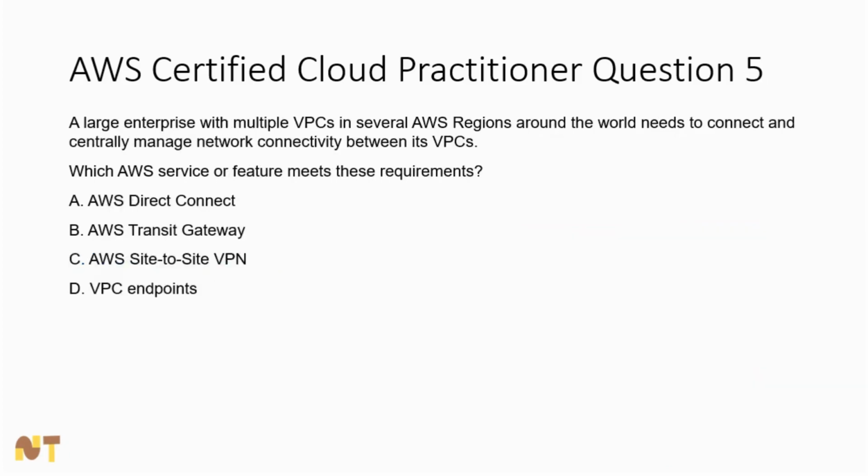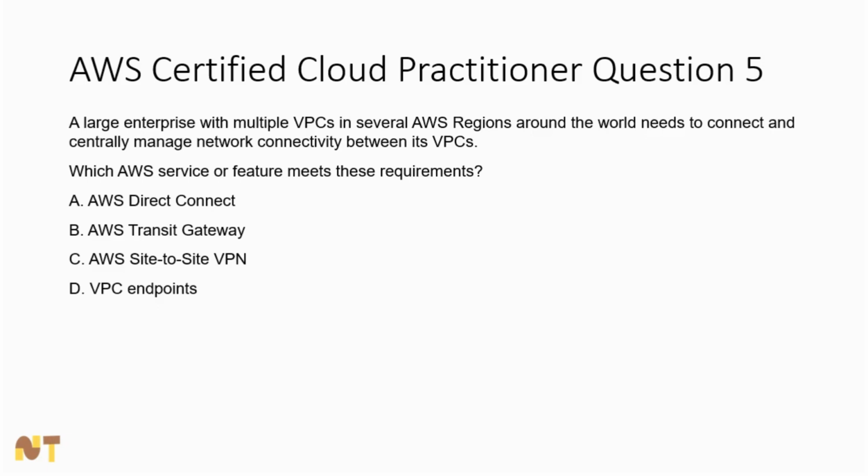A large enterprise with multiple VPCs in several AWS Regions around the world needs centrally managed network connectivity between its VPCs. Which AWS service or feature meets these requirements? Options are A. Direct Connect, B. Transit Gateway, C. Site-to-Site VPN, and D. VPC Endpoints.